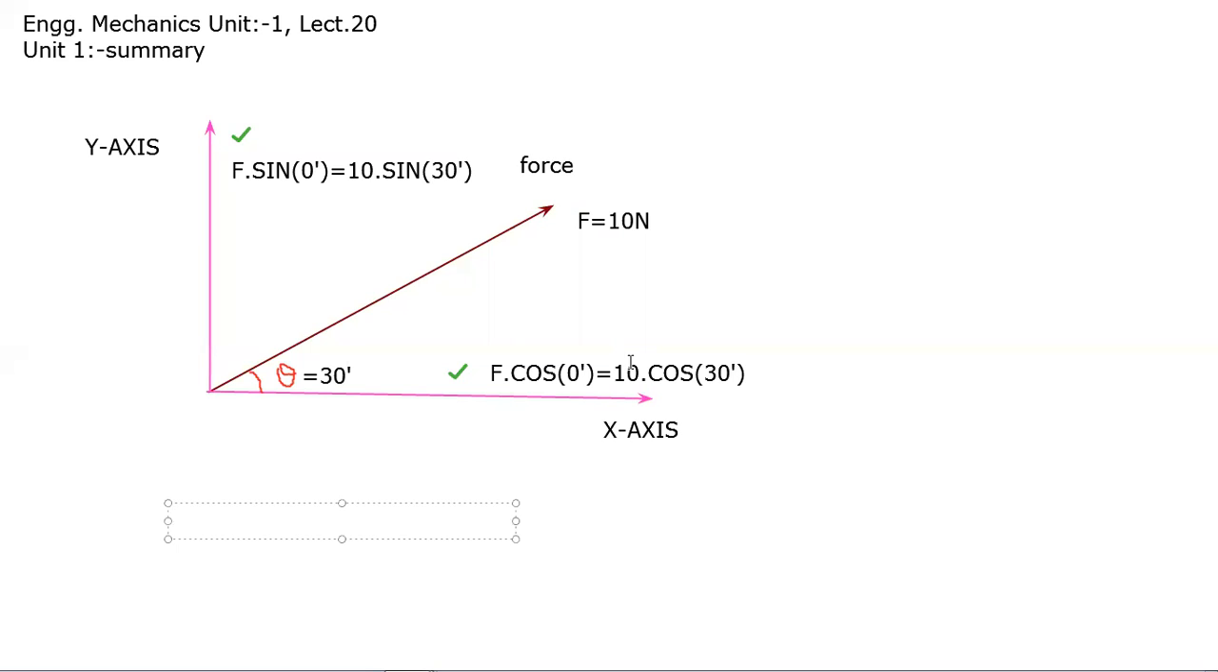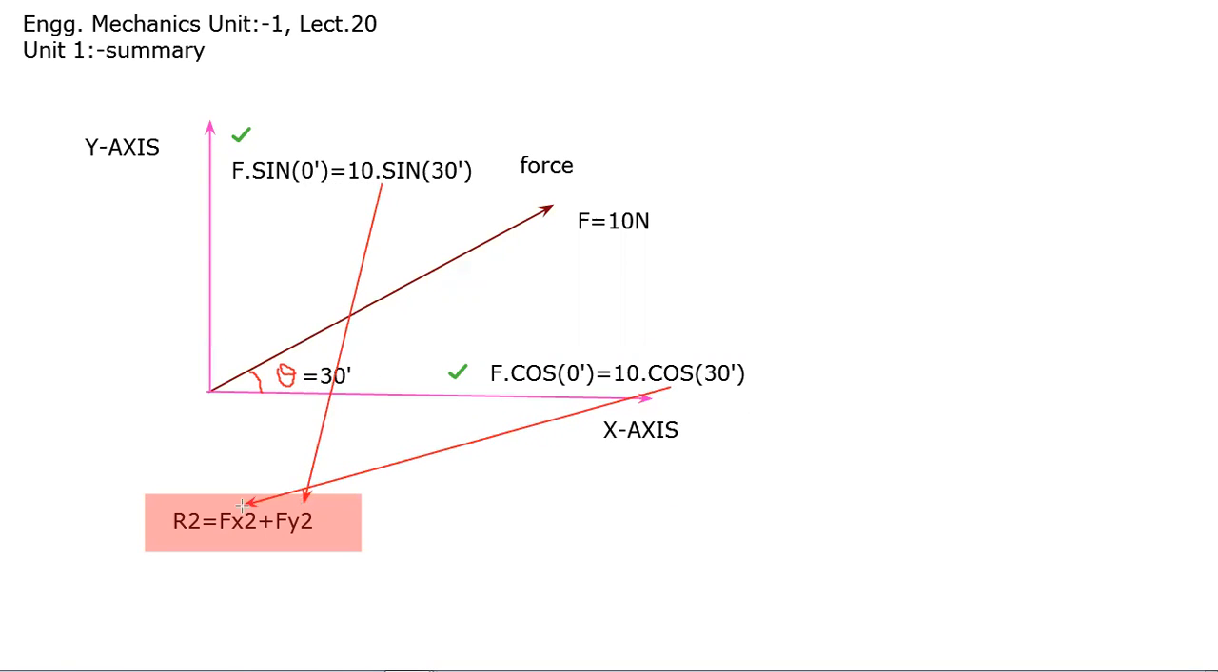And what is the formula to find the resultant? You all know the formula: R square is equal to Fx square plus Fy square. This formula we are continuously using. So you put these two values in this formula, Fx square and Fy square, and you will get the answer R equal to 10 Newton. This is the same thing that we have studied.